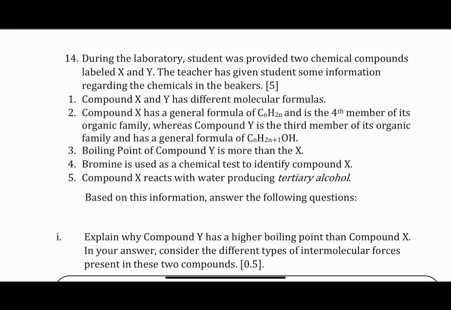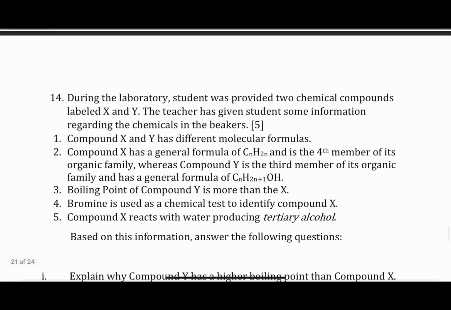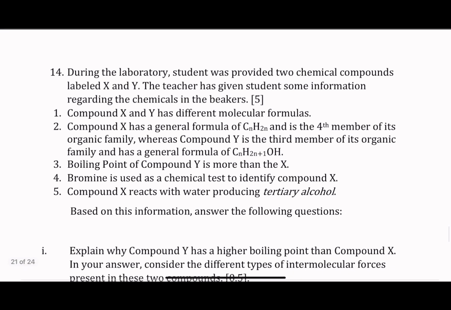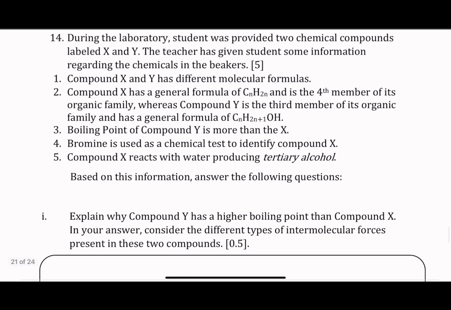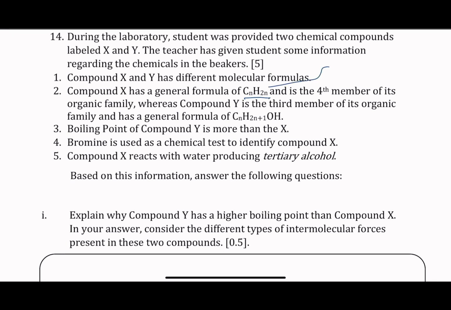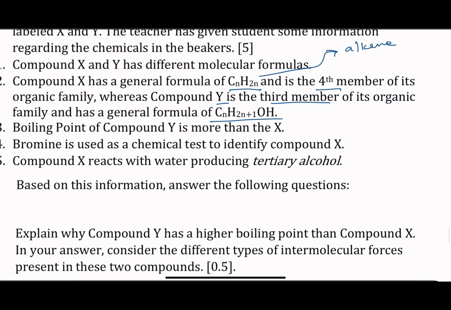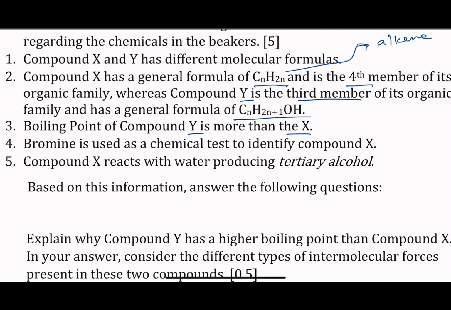Now question 14. During the laboratory, students were provided 2 chemical compounds labeled X and Y. The teacher has given a student some information regarding the chemicals in the beakers. Compounds X and Y have different molecular formulas. Compound X has a general formula of CnH2n, which means that it is an alkene. And then it is the 4th member of its organic family, and compound Y is the 3rd member of its organic family, with a general formula like this. And then the boiling point of Y is more than X, and bromine is used as a chemical test to identify compound X, and compound X reacts with water producing a tertiary alcohol. These are the important information.